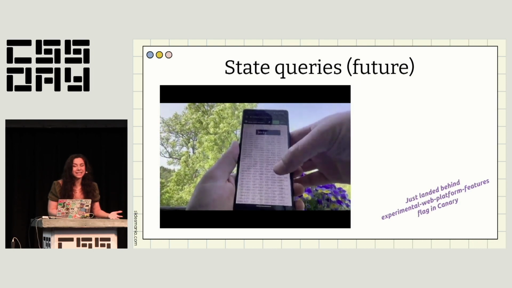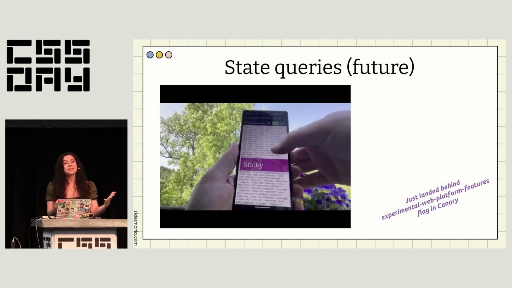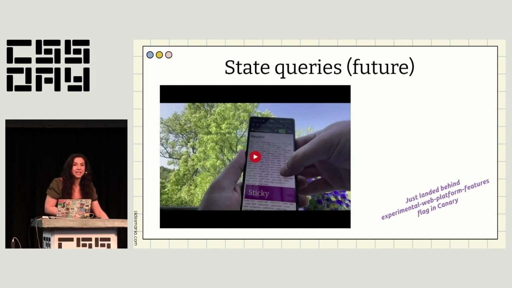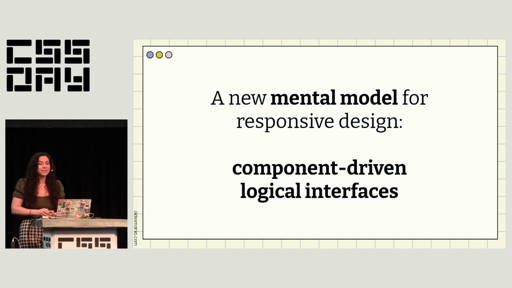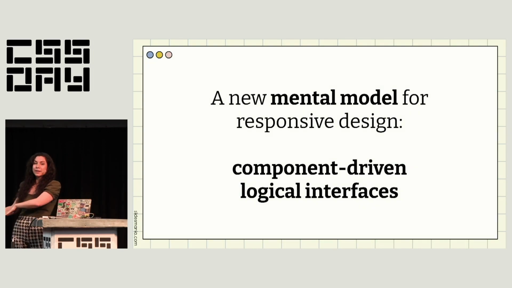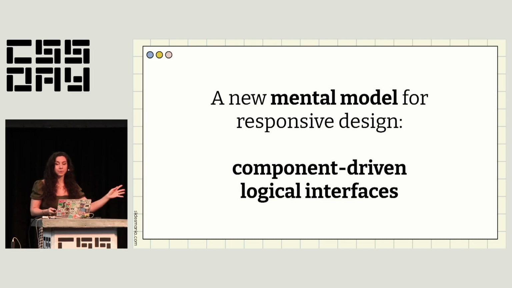But this lets us query things like, is something sticky? Is something in a specific position set for anchor positioning to let us apply additional styles on it? Is something out of the view? Is something overflowing? This is the next iteration of container queries. And altogether, this enables a new mental model for responsive design that supports the way that we build apps today with component-driven logical interfaces. Now that logical styling is co-located in your CSS, and you can keep your application logic separated in your JavaScript. You don't have to mix them as much anymore.